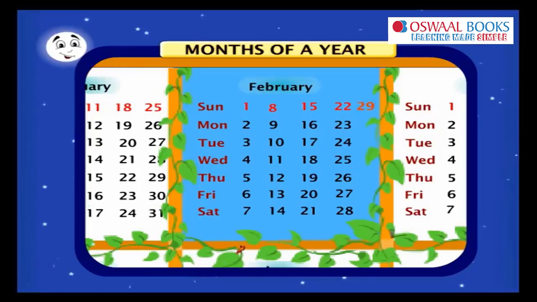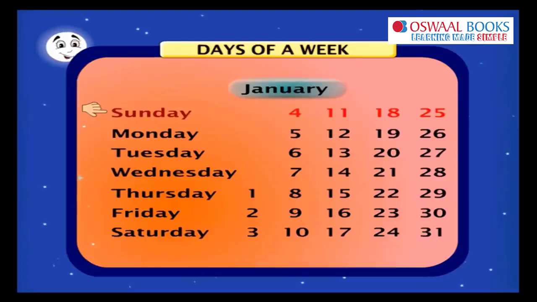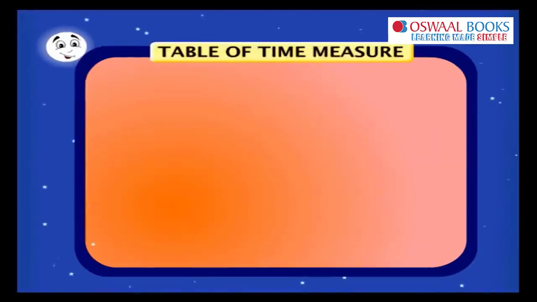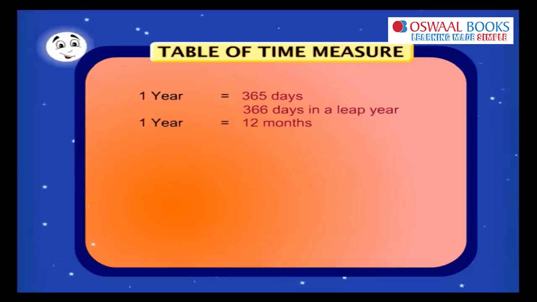There are 7 days in a week, namely Sunday, Monday, Tuesday, Wednesday, Thursday, Friday and Saturday. Table of time measure. We have 365 days in a year, but once in 4 years we have 366 days, and that year is called the leap year. In 1 year we have 12 months and 52 weeks.